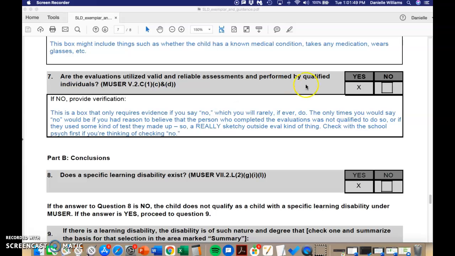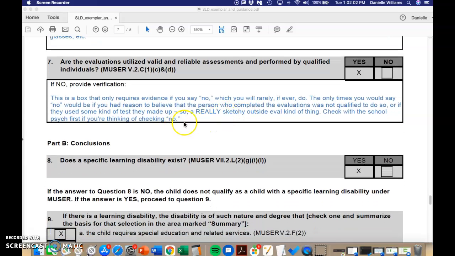Box 7 is hopefully a pretty easy yes, and if you check yes, you don't need to provide any verification. Are the evaluations valid and reliable, and were they performed by someone who's qualified? The only times that you would say no is if you had some real true reason to believe that the person who did the evaluations wasn't qualified, or if they used some test that nobody's ever heard of before. So, as I've indicated in very professional language, a really sketchy outside eval kind of thing. If you have that happen, please check with a school psych before you check no, so that we can help and make sure that you're on the right track there.